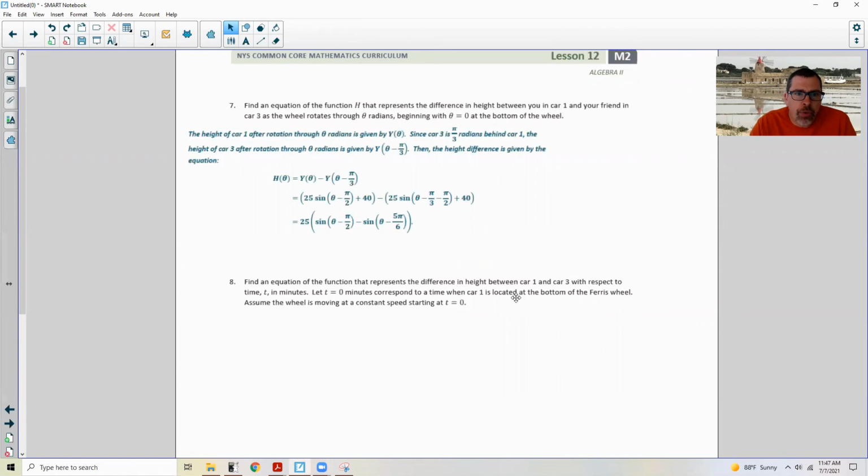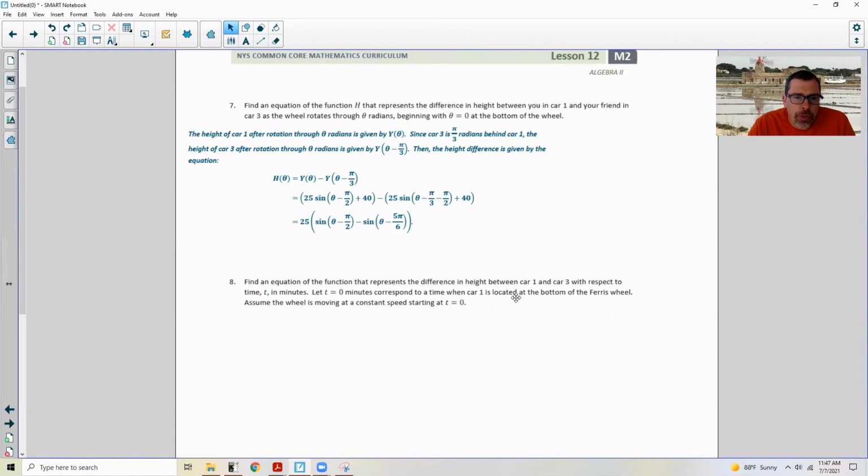The height of car 1 after rotation through theta radians is given by y of theta. Since car 3 is pi over 3 radians behind car 1, the height of car 3 after rotation through theta radians is given by y of theta minus pi over 3. Then the height difference is given by this equation. h of theta equals y of theta, your car, minus y of theta minus pi over 3, your friend's car.